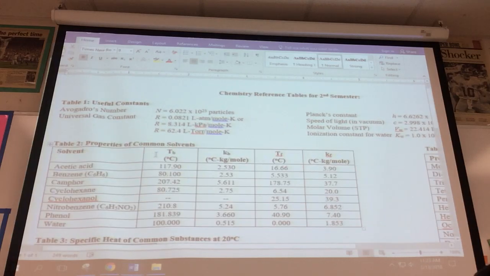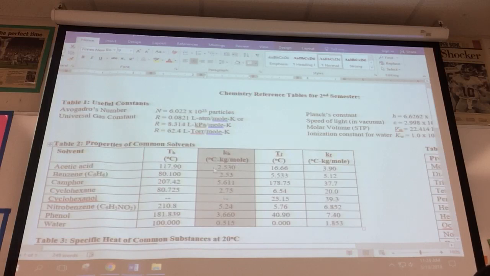Here's table 2. We've got different solvents: acetic acid, benzene, camphor, cyclohexane, right down to water. Benzene is a nonpolar covalent solvent. Water is a polar covalent solvent. The molal boiling point constant is shown right here. It has a funky unit, but you'll see how it cancels nicely. It's degrees Celsius times kilograms over moles, or degrees Celsius per molal. You can do it either way. I can show you both.